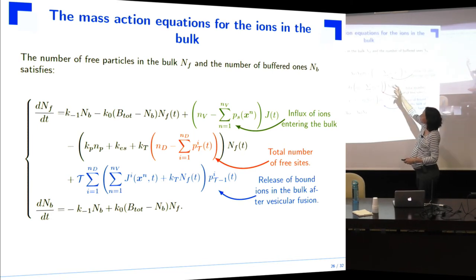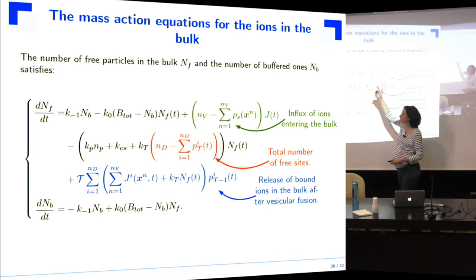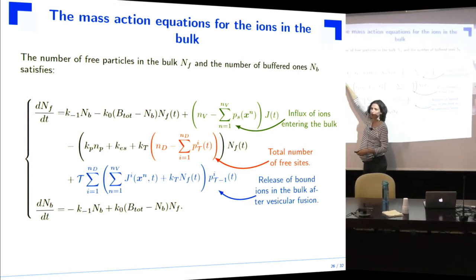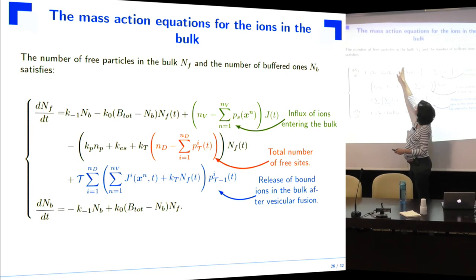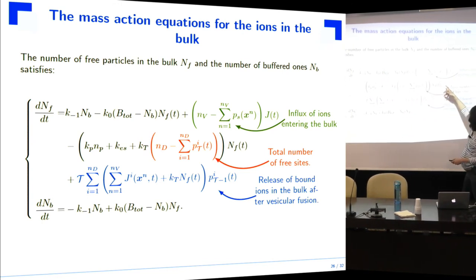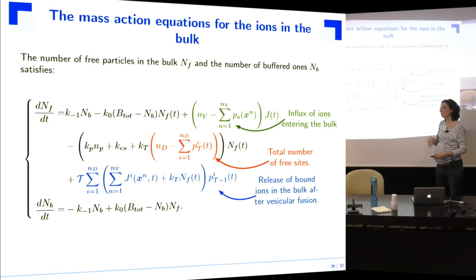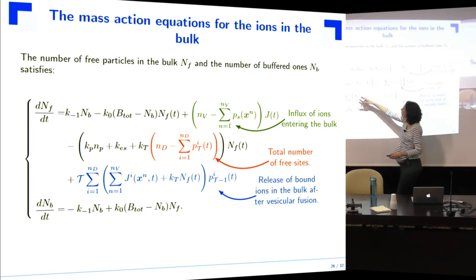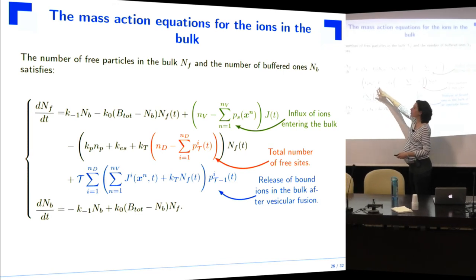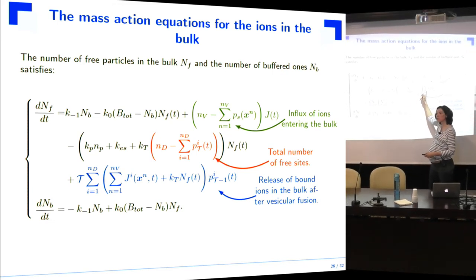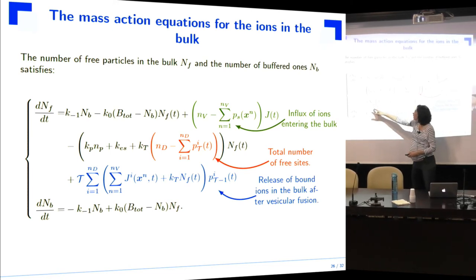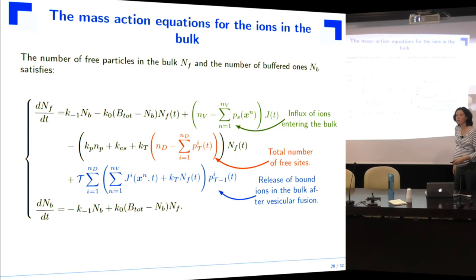In the bulk, it's again very simple. I have a mass action equation, right? Here is the number of free particles in the bulk, free calcium. So I have binding to the free sites on the buffers, for example. This term represents the influx of ions that enter the bulk, the ones that didn't bind to the target. And here you have extrusion through the pumps, escape through the neck, and arrival at the target, which depends on how many free sites I have on the target. And this is the release of a vesicle. Each time a vesicle is released, I'm going to release a few ions into the bulk.